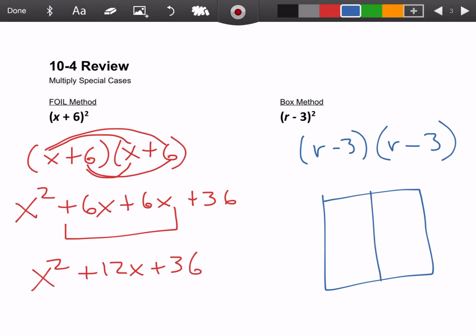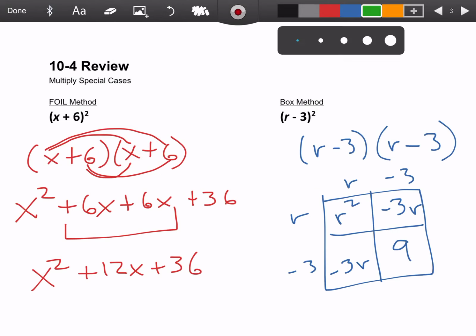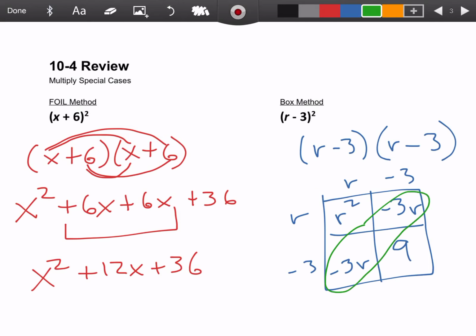So we'd write that out. We'd have r minus 3 times r minus 3. We'd go r times r. That's our first, that's the F in FOIL. Oh, sorry. Let's go back. We can do r minus 3, but we're doing the box method here. Okay, so then we would have r and negative 3 here, and r and negative 3 there. Sorry about that. R times r, this would be r squared.